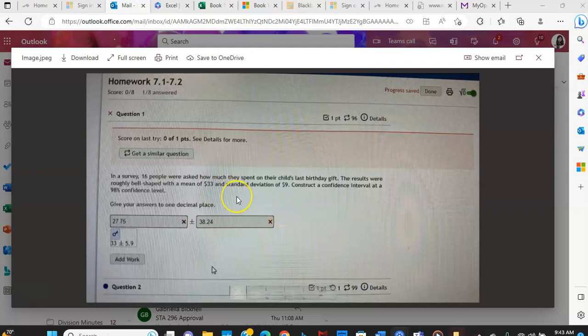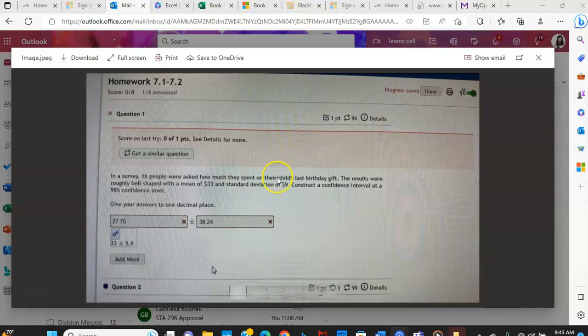Okay, so let's take a look at this one. In a survey, 16 people were asked how much they spent on their child's last birthday gift. The results were roughly bell-shaped with a mean of 33 and a standard deviation of 9. And I'm going to write those down. Mean is 33 and standard deviation is 9, and we want a 98% confidence level.